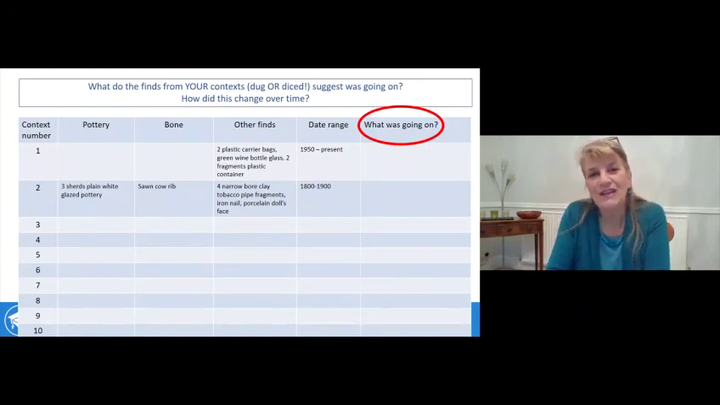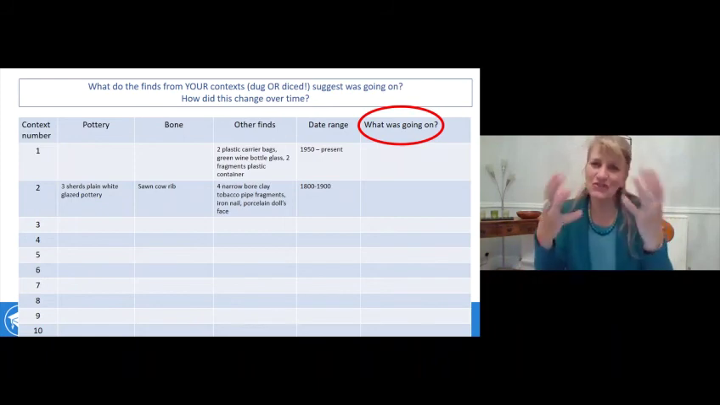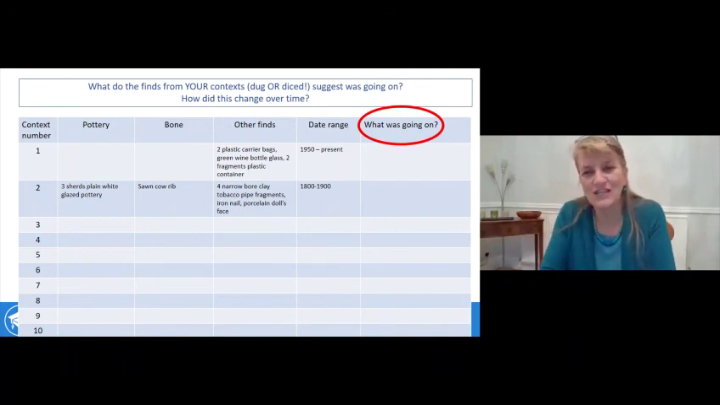So here for the digging with dice finds, we can see those finds from those topped up couple of contexts. And the next thing to do is have a bit of a think about what those finds might be telling you about what was going on. So you've got your date range: that top context, number 1, dates to about 1950 to the present. Plastic carrier bags only really became widespread from the 60s and 70s onwards, sometimes even later than that. But we've got the plastic bag, plastic bottle fragments, the wine bottle and so on. So we know the date range, 1950, could be right up to the present day.